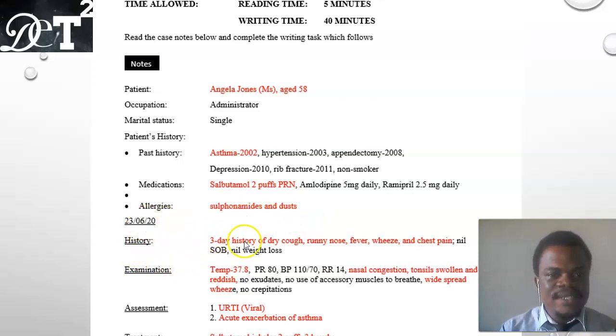Then the first visit, the patient presented with these symptoms. We are going to add all. Now they said no SOB, no weight loss.